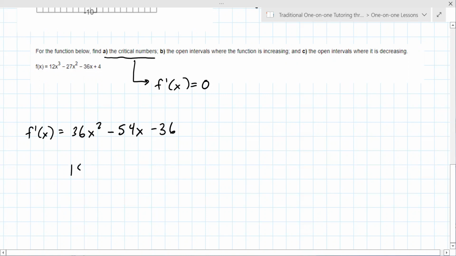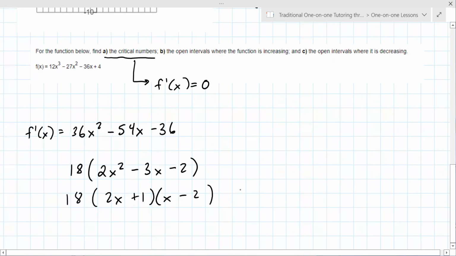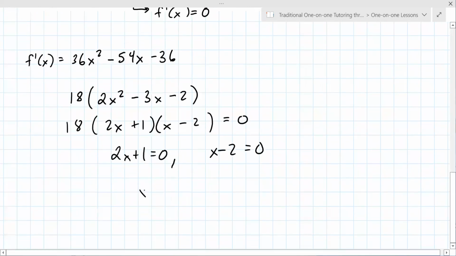So that's 18. You're going to factor out an 18, so that's 2x squared minus 3x minus 2. And then you would factor this, and you get minus 2 plus 1. And you set these equal to 0. So that's 2x plus 1 equal to 0, and x minus 2 equal to 0. So x equals minus 1/2, x equals 2.